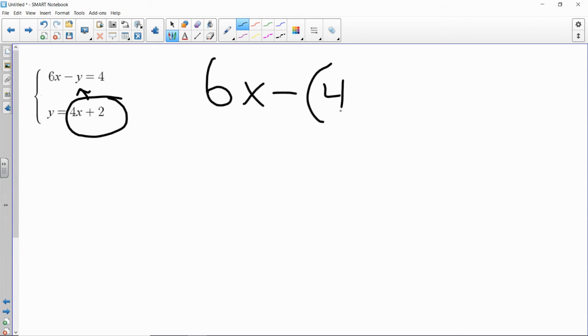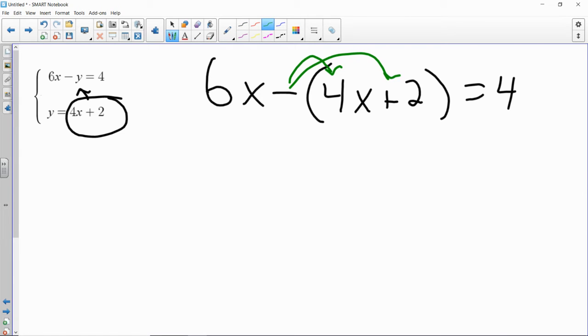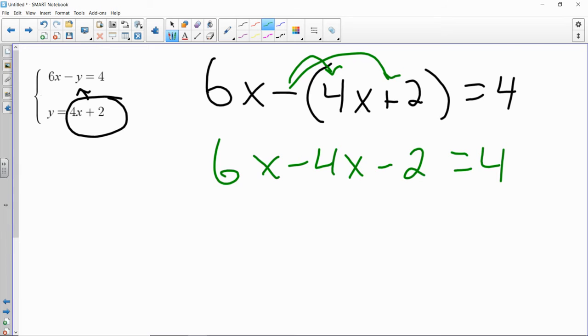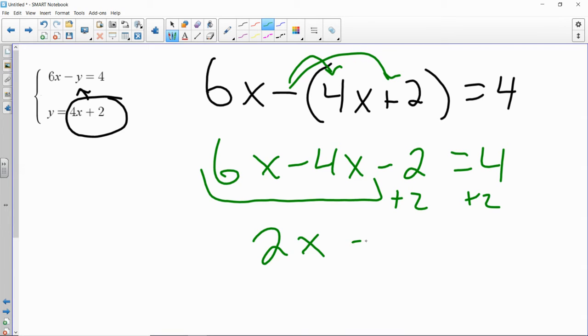And a key component is making sure that when I substitute, I use parentheses, which was a common error throughout, because my next step is going to be to distribute this negative sign to both parts in parentheses, which leaves me with negative 2, not positive 2. Can then combine like terms and add 2 to each side. And finally divide by 2 to get an x value of 3.